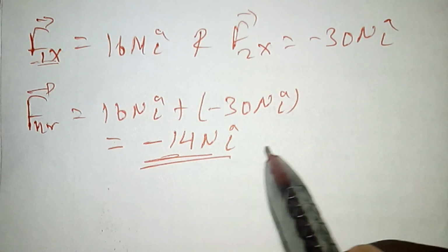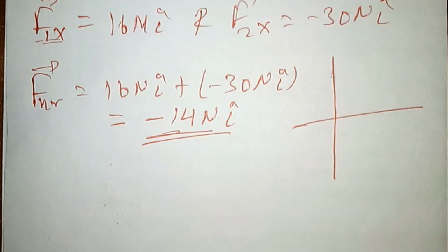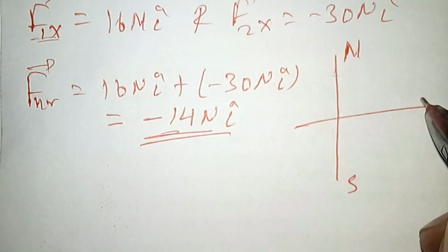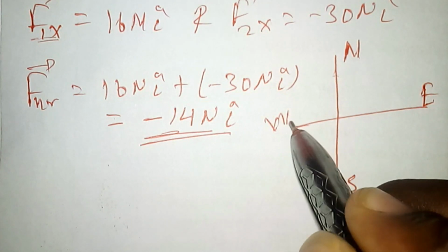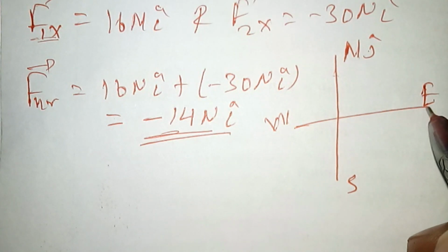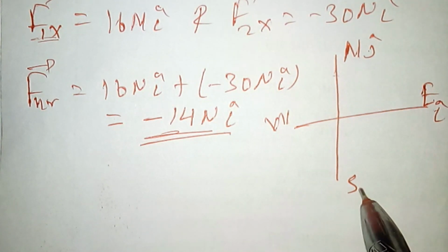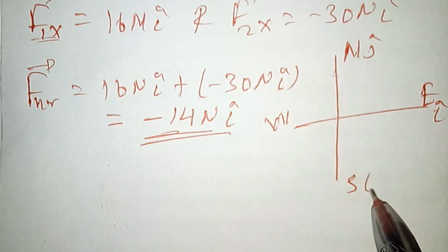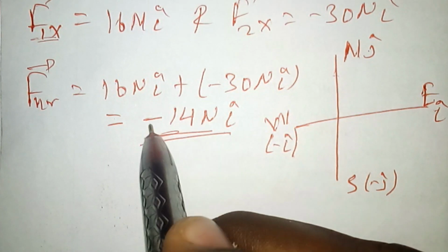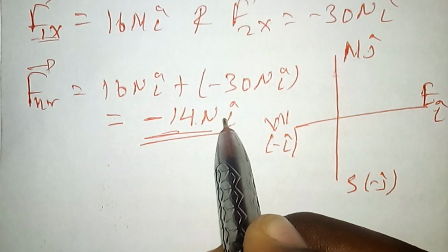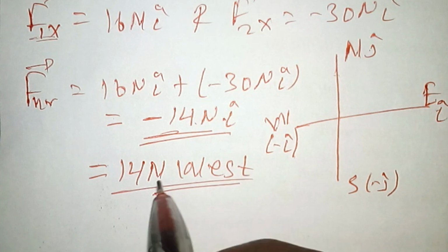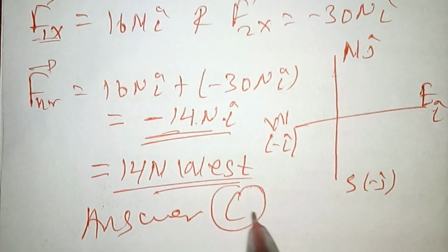So I can write i in terms of north, south, east and west. I can use the geographical direction. This is north, this is south, this is east and this is west. North can be considered as positive j, east as positive i, south as negative j, and west as negative i. So minus 14 Newton i means the net force is 14 Newton along the west. So the answer is alternative C.